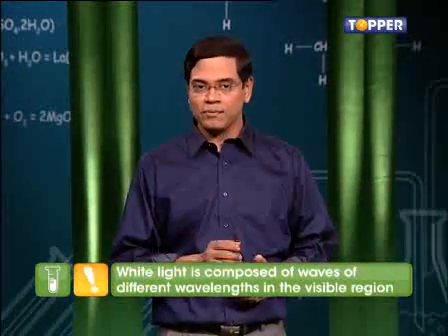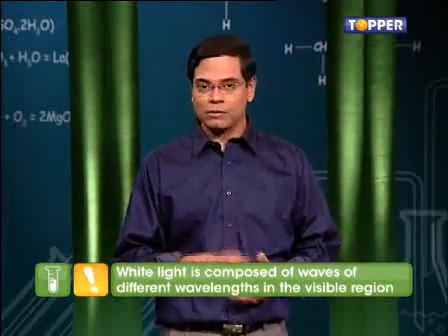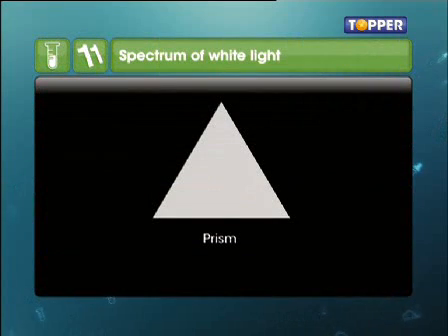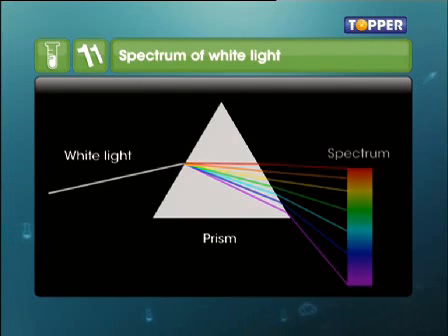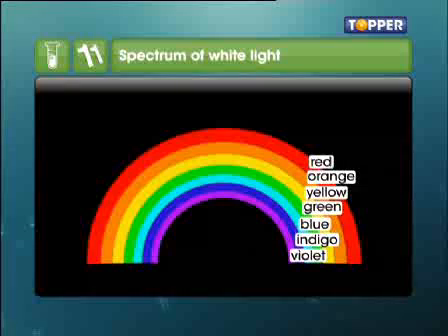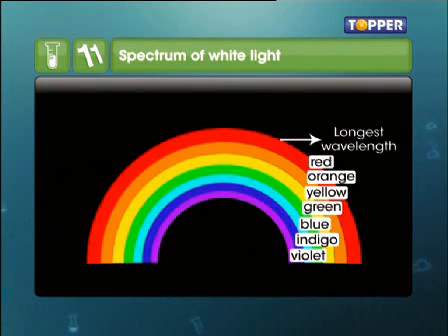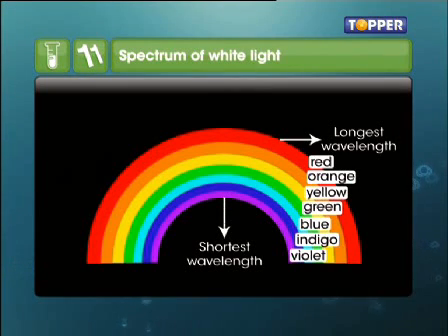But can you tell me, what does this splitting of light into a series of colored bands mean? Well, it means that white light is composed of waves of different wavelengths in the visible region. The prism bends the light of different wavelengths to different extents. Let me elaborate on this. The red colored band, which has the longest wavelength, is deviated the least, while violet has the shortest wavelength and hence is deviated the most.